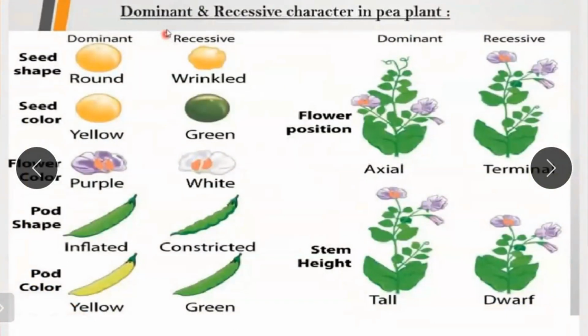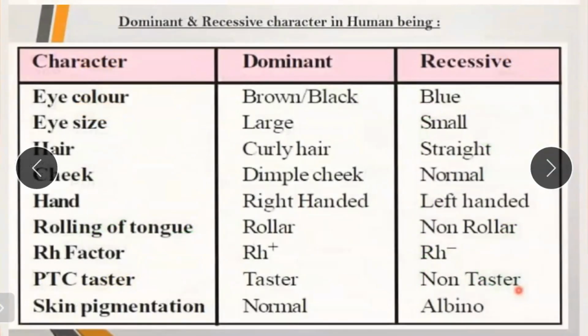Okay, then in the slide, you can observe the dominant and the recessive character in a pea plant. You can see the dominant one and the recessive. Round, wrinkled, yellow and green, flower color, purple and white, pod shape inflated, constricted. What about the pod color, yellow and green? What about the flower position? In dominant, it's axial, and in recessive, it's terminal. What about the stem height? In dominant, it is tall, and in recessive, it is dwarf. So it can be asked in the exams, all these characters in a tabular form to complete the table.